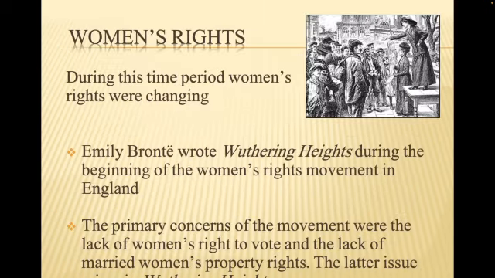During this time period in England, women's rights were also changing. Emily Bronte wrote Wuthering Heights during the beginning of the women's rights movement in England. And the primary concerns of the movement were the lack of women's right to vote and the lack of married women's property rights. The latter issue arises in Wuthering Heights.